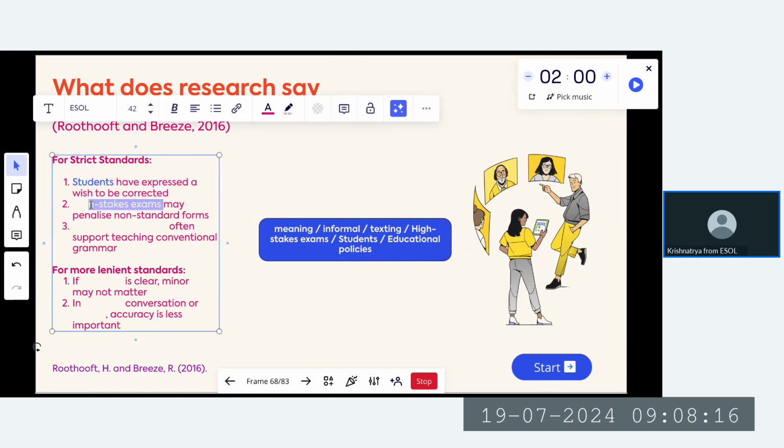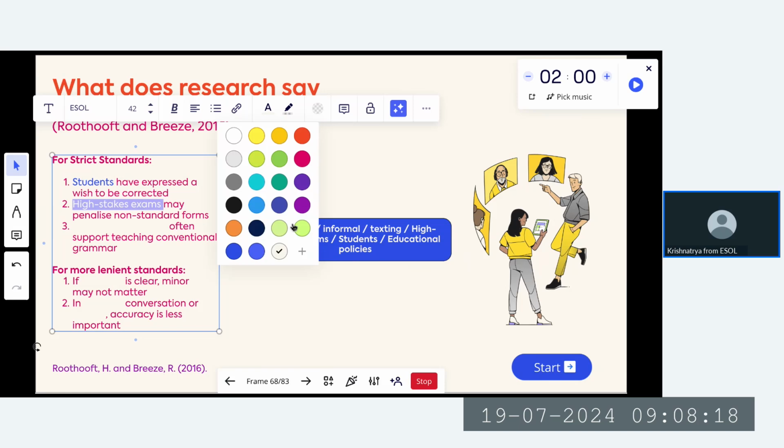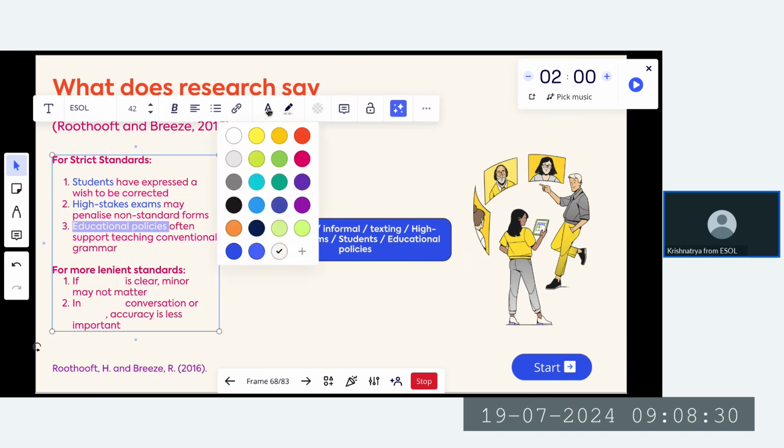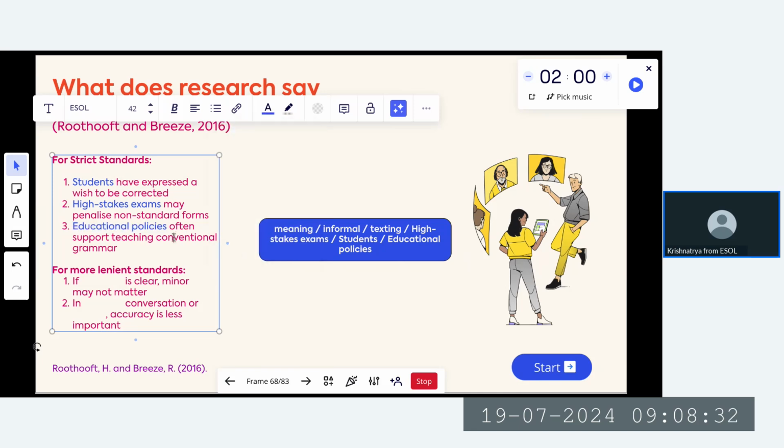Number two, high stakes exams such as IELTS, TOEFL, PTE, they can penalize students, especially if the standard forms are not right. Number three, there are certain educational policies in certain countries that often support teaching conventional grammar, and it happens quite a lot in India.